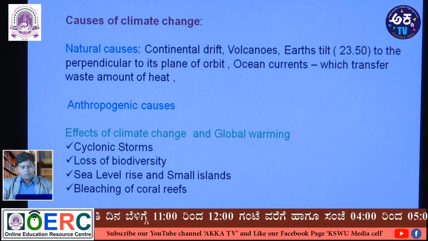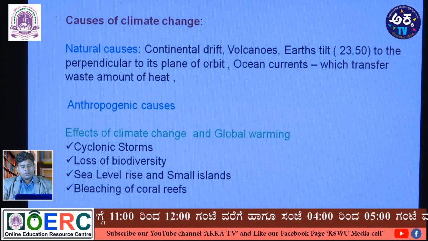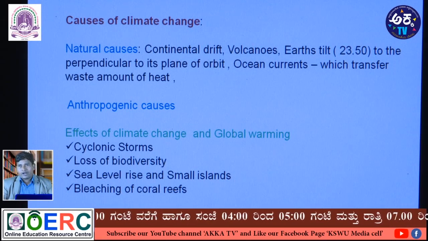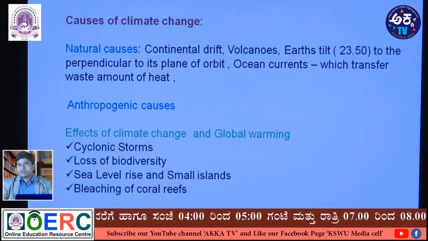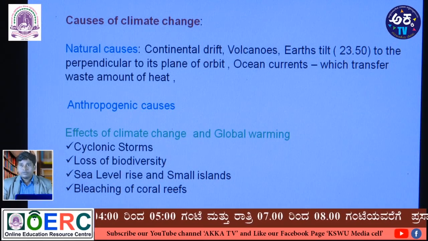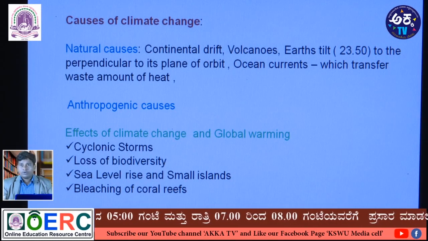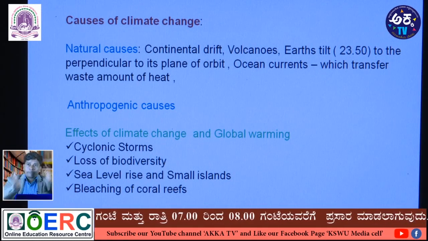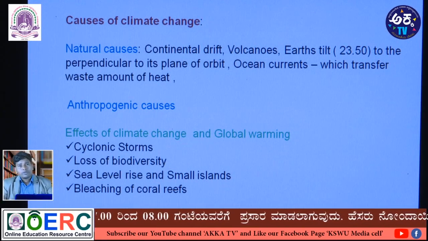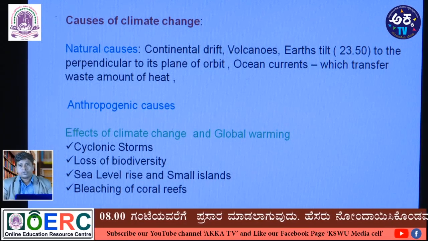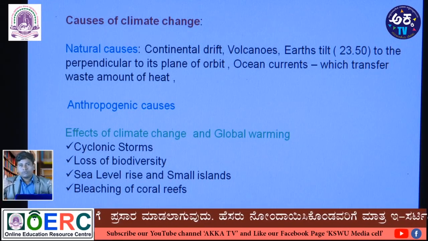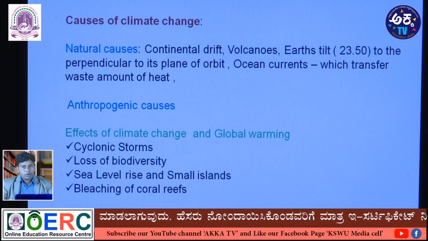What is the effect of this global warming? It may lead to cyclonic storms, tornadoes, earthquakes, and many cyclones may appear. Then loss of biodiversity can be seen. If the weather changes, the whole biota can migrate to some other place, or some species may disappear. If the same global warming trend continues, we may lose biodiversity.